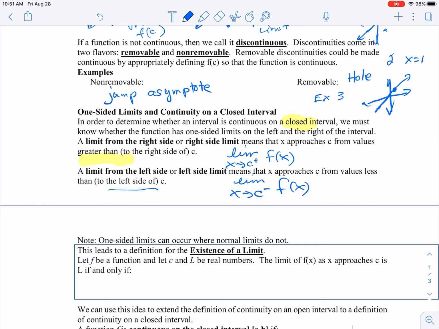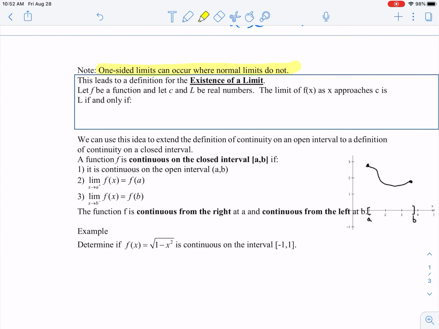Okay, one-sided limits can occur when normal limits do not. That's kind of a big point. Let's highlight that. That was a turn the page. Okay, one-sided limits can occur when normal limits do not.